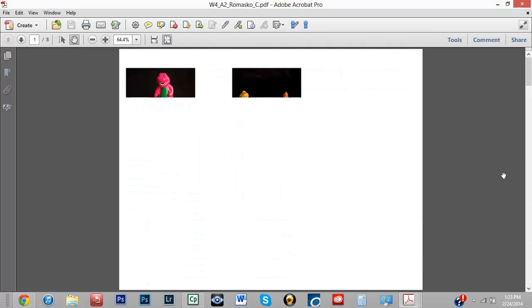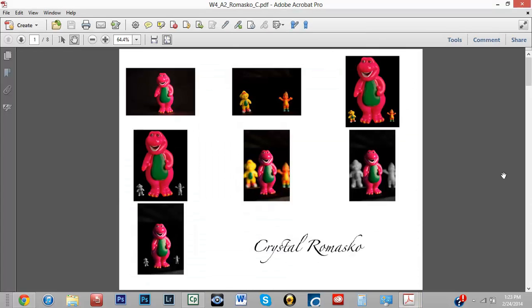Alright, so we have Barney and BJ and Baby Bop. And I'm kind of sad. I'm a little bit sad that I know who all these characters are, but I have young kids, so I have a good excuse.